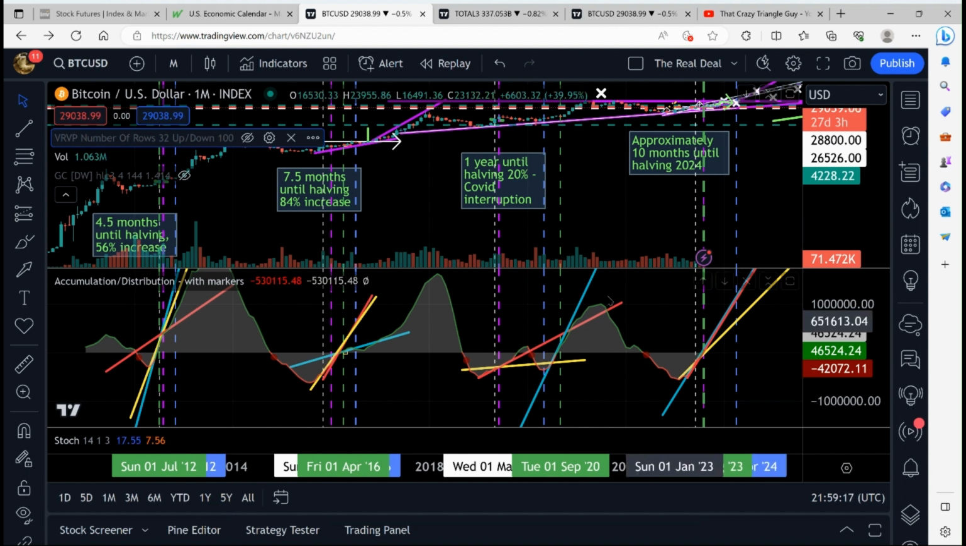The point I was making is that there are various events in the cycle of Bitcoin marked by these vertical lines. The blue one is the halving event, and this is an approximation of it coming up. Between the point where we are now, which is the purple line, and the halving event, this is the increase that was seen in the previous cycles between coming through the top of the weekly Gaussian channel and the halving event: 56, 84, 20. And this is the COVID interruption. We have 10 months, or less now, until halving.